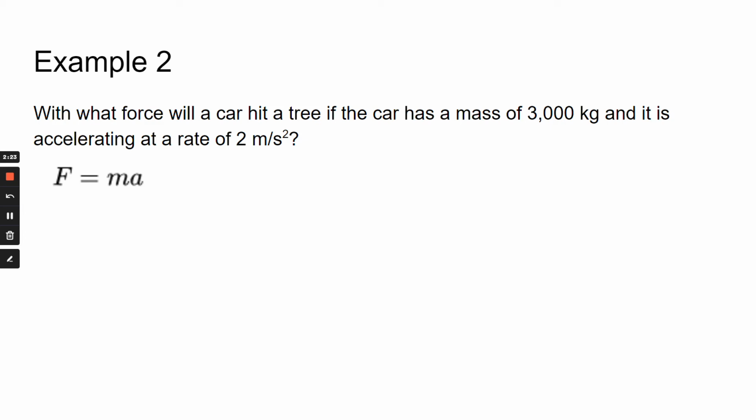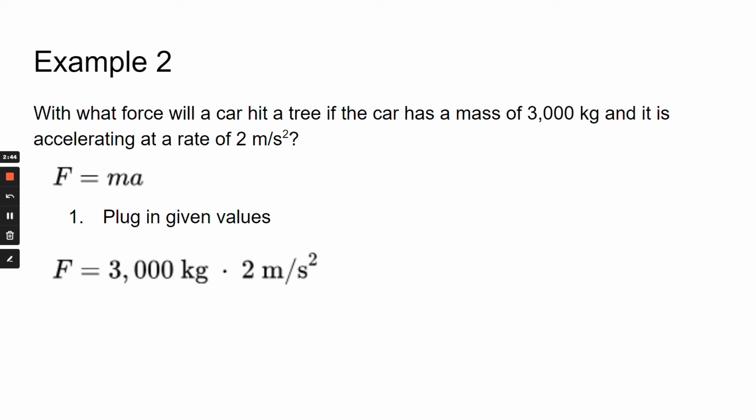Example 2. With what force will a car hit a tree if the car has a mass of 3,000 kilograms and it is accelerating at a rate of 2 meters per second squared? So just like example 1, our first step is to plug in the given values. In this one, we know that mass, it tells us, is 3,000 kilograms, and it tells us acceleration is 2 meters per second squared. So force is 3,000 times 2.